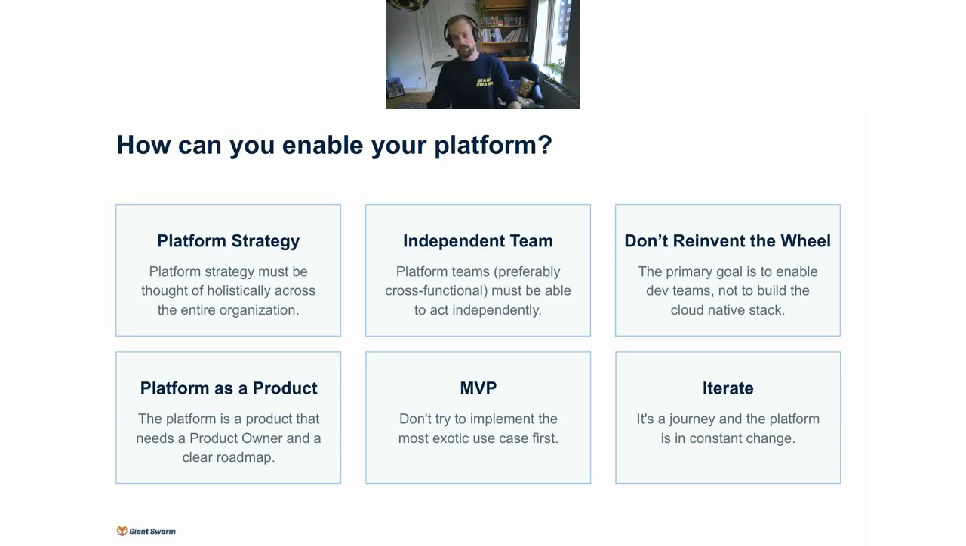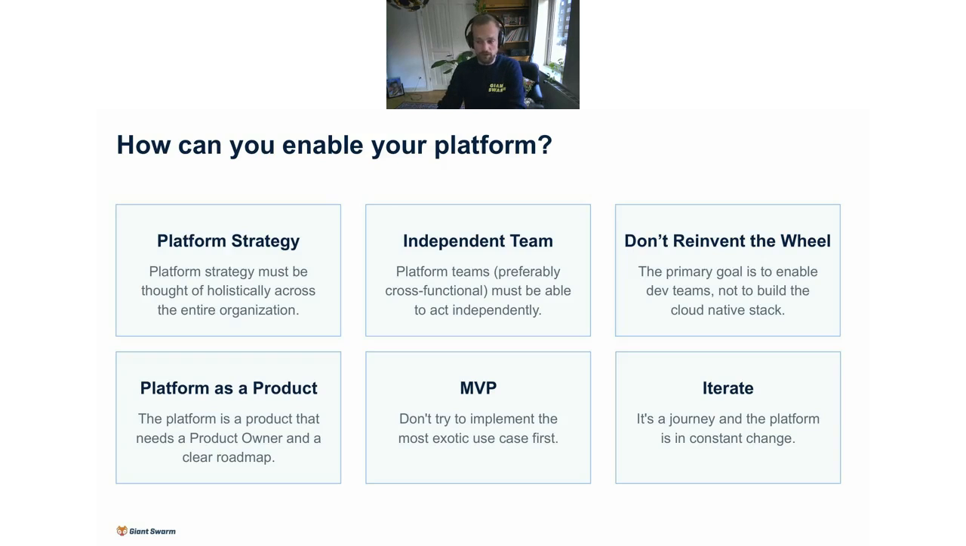Then you need independent teams, preferably cross-functional. They have to act independently as much as possible. So for everything you do, process-wise, organization-wise, think about how you can enable independent teams. This is not only for the platform team, but also for application teams and so on. This is accelerating your teams in releasing features, in preventing downtimes, and in fixing them really fast.